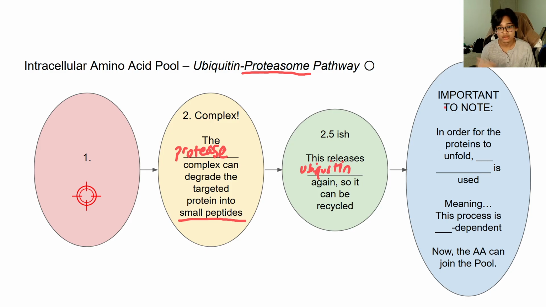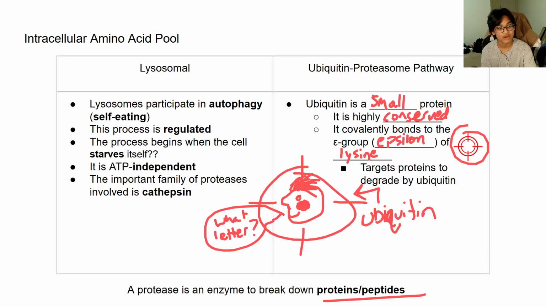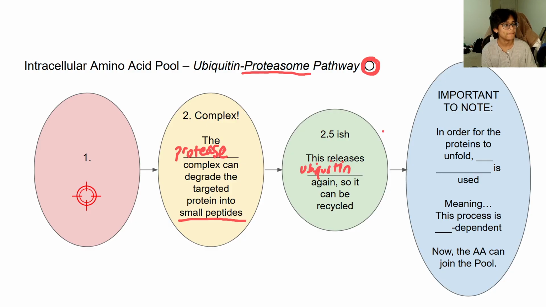Another important thing to note, remember, the ubiquitin proteasome pathway is a circle. I've used circles. And the other one is a square. I've used squares or rectangles. Don't argue with me. So in order for the protein to unfold, ATP hydrolysis is used, which means that the process is ATP dependent. And now your protein that has broken down into small peptides can join the pool.